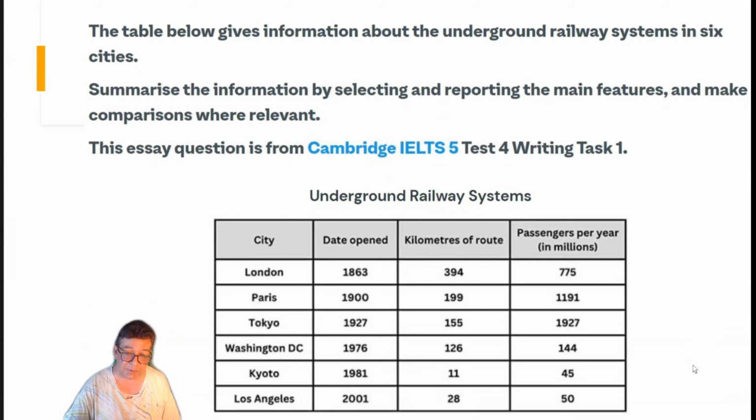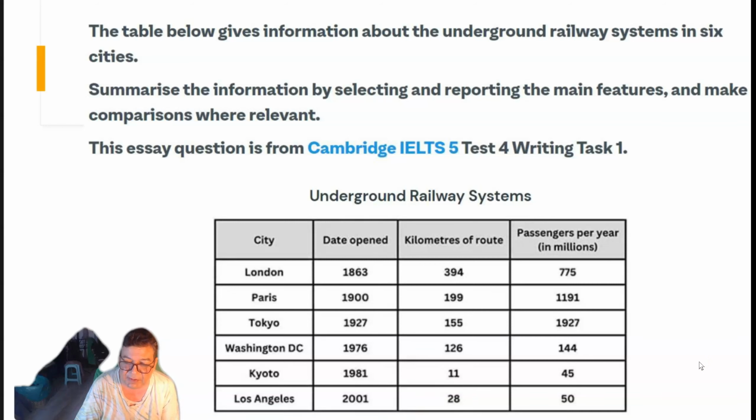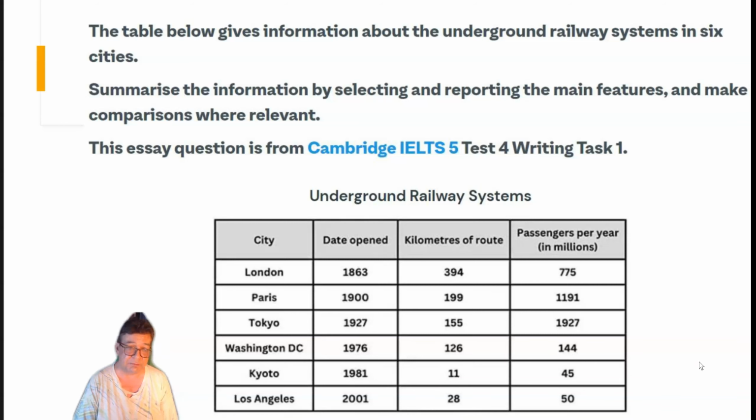So here was the rubric on the task given to us in Cambridge IELTS 5, but someone did it and put it on the IELTS Tips and Tricks group. It's been around for a long time. I've reviewed this before. Well, first thing to do is analyze the table. Tell us, what does it show? Okay, well, you got cities, dates, kilometers, passengers, millions a year. Okay, all right. So anything stand out when you first look at it?